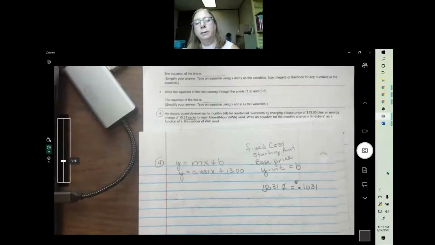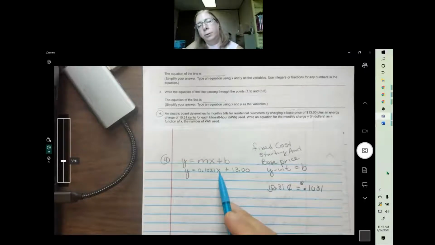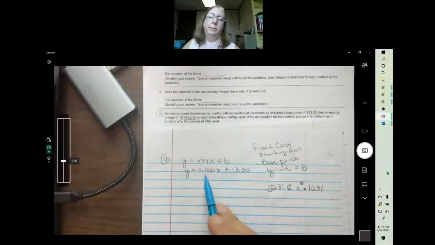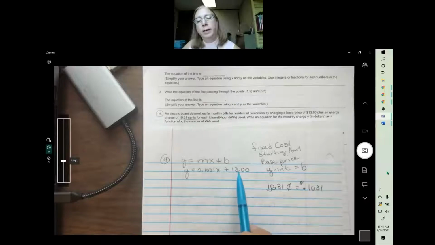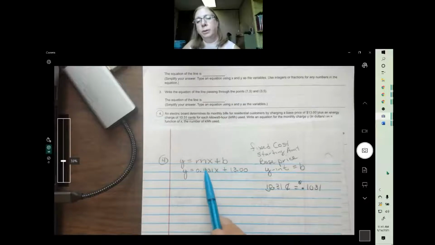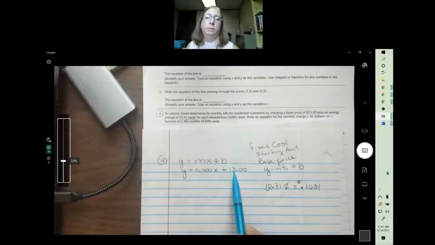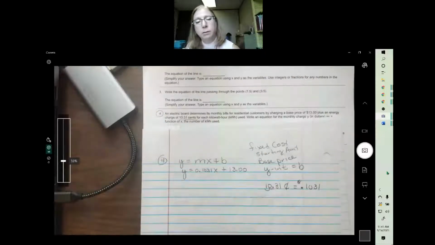Any questions on that? So each kilowatt hour used, the cost goes up by about 10 cents. If no kilowatt hours are used, you still have to pay $13. Are there any questions on explaining slopes and y-intercepts?